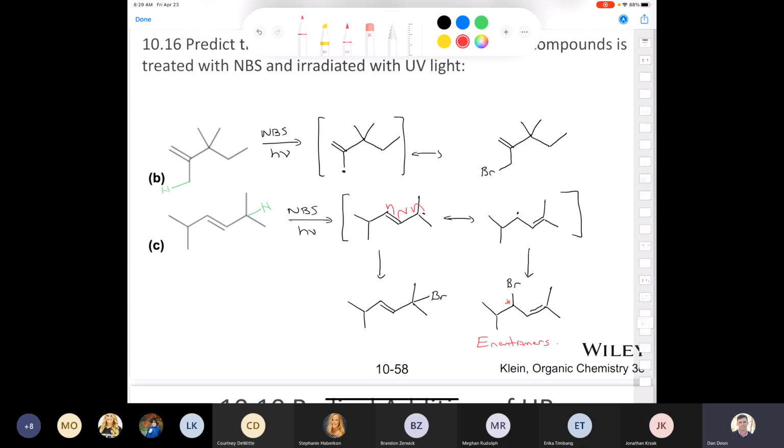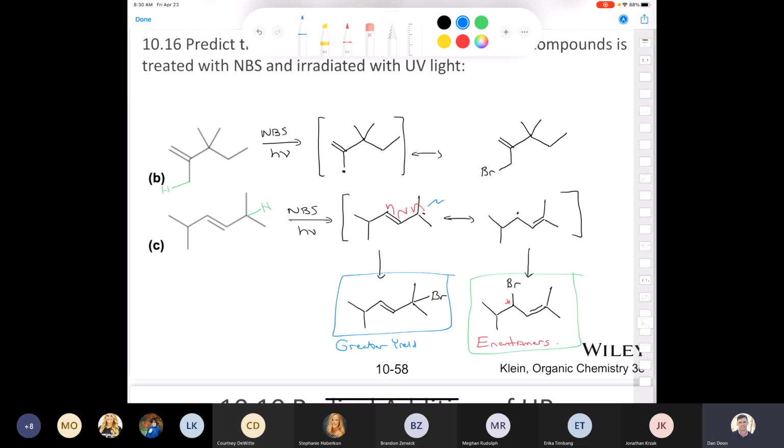Could anybody guess which one of these would be formed in a greater yield? Would it be the one in the blue box or the one in the green box? Which one of these would be formed in greater yield? The enantiomers or the single compound in the blue box? Which one do you think would be isolated in a higher yield? Yeah, exactly. Thanks, Patrick. It's the one in the blue box, right? We're going to get that one in a greater yield.